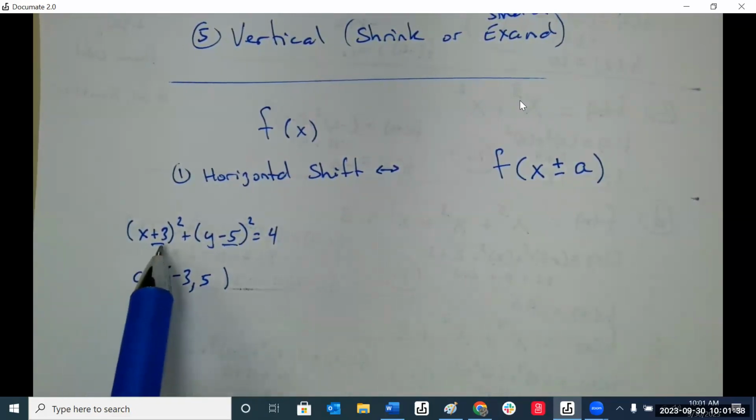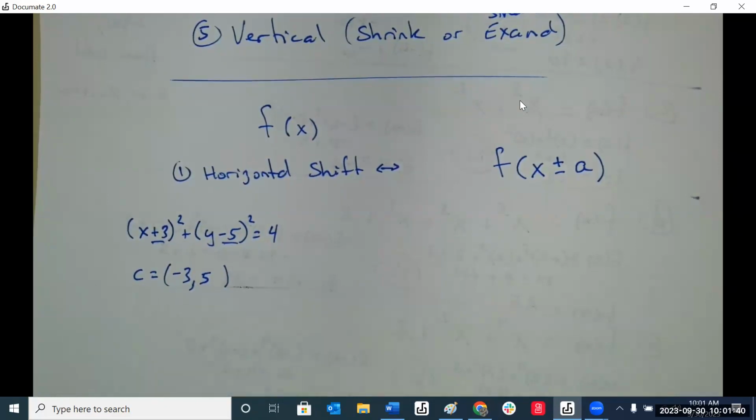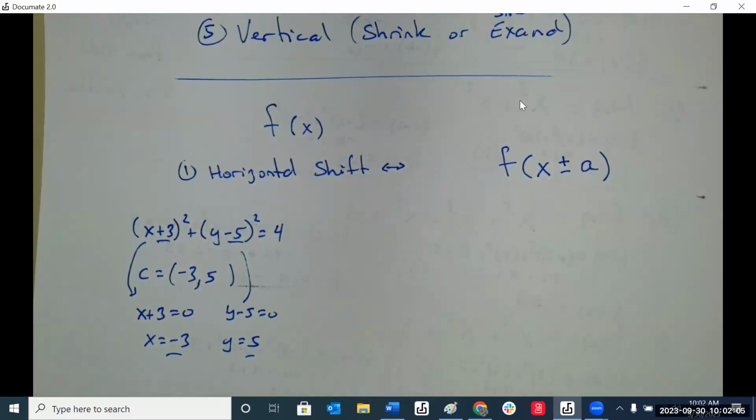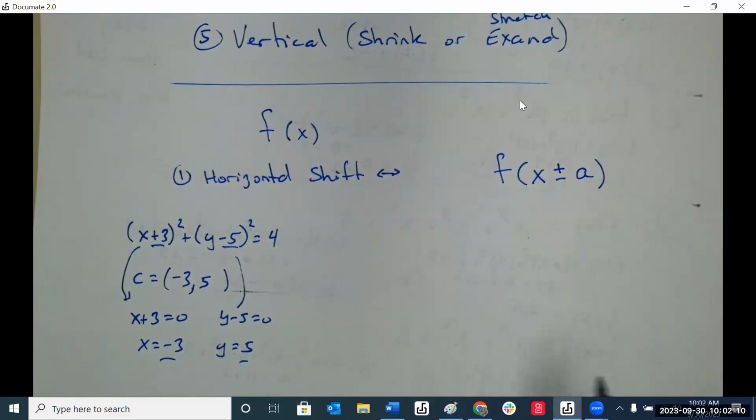If I gave you x minus 7, it'd be 7. The same thing happens here for the horizontal shift. It's the opposite of what's inside the equation. Because what we did here is we took x plus 3 and set it equal to 0. We took y minus 5 and set it equal to 0. These are our new centers. -3, 5. So we do the same thing here.